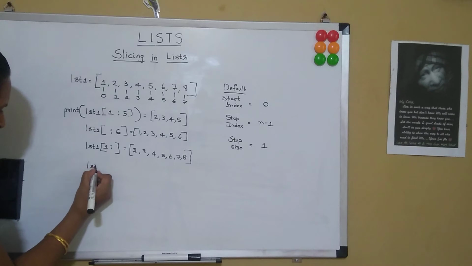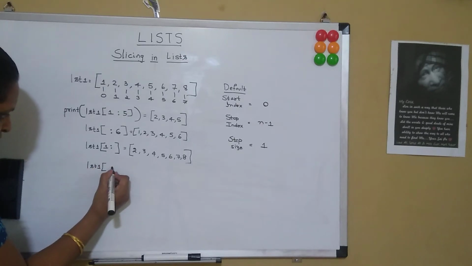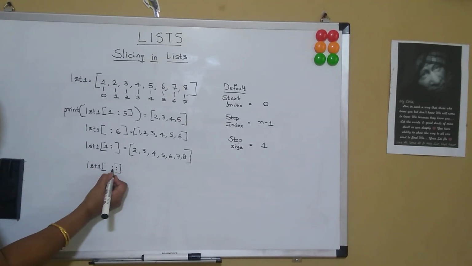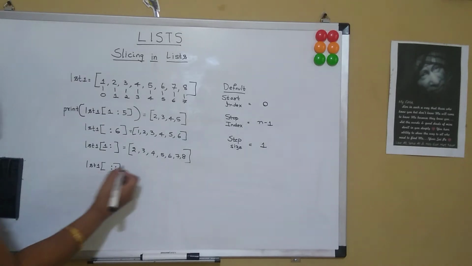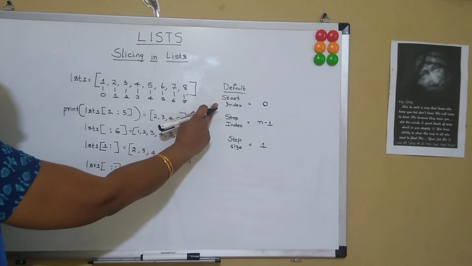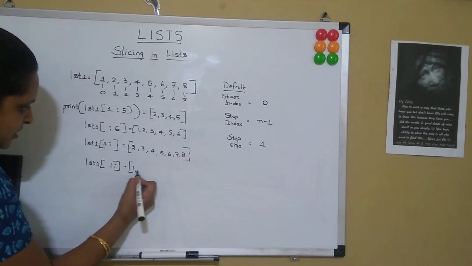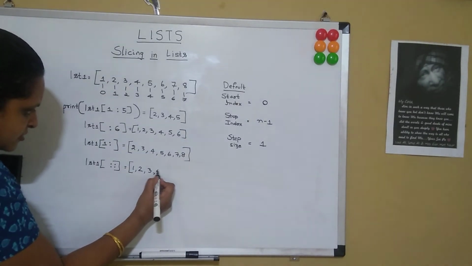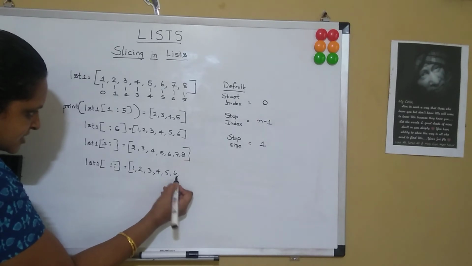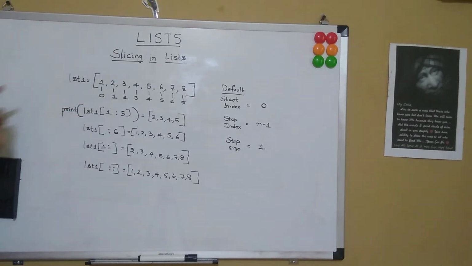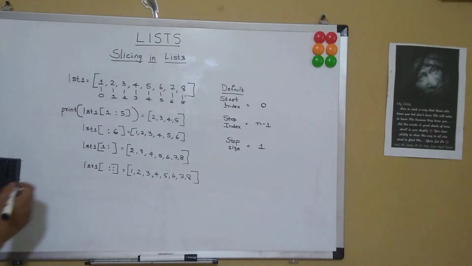Now if I don't specify any values, if I don't give start index, stop index and step size, if I don't specify anything, then it will consider from the beginning till the end with a step size of 1. So it will print 1, 2, 3, 4, 5, 6, 7, 8. So it will print the entire list, if we give double colon without specifying any values.